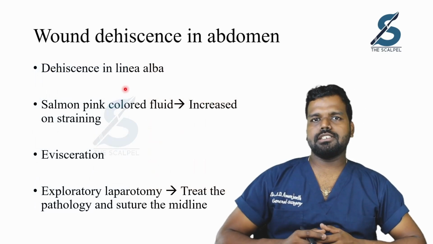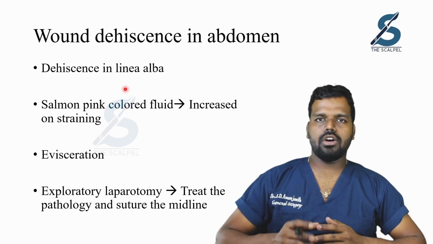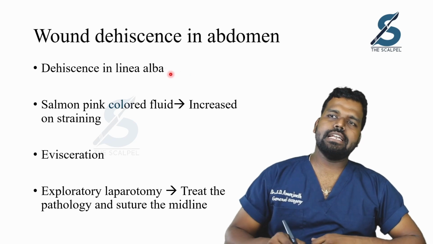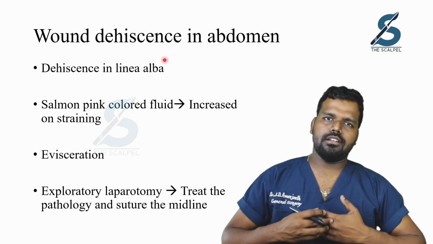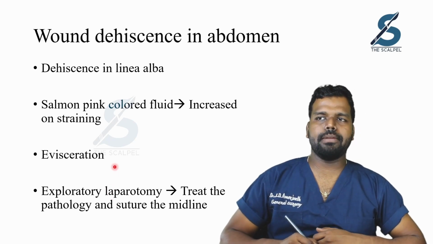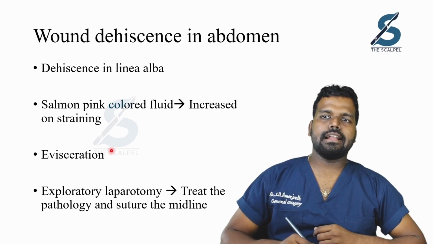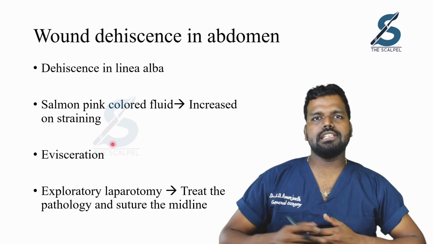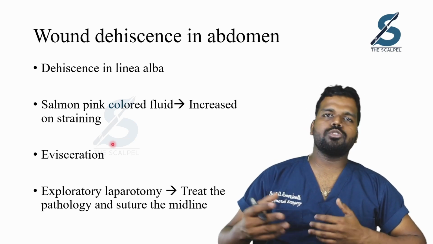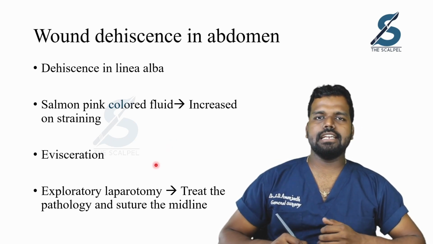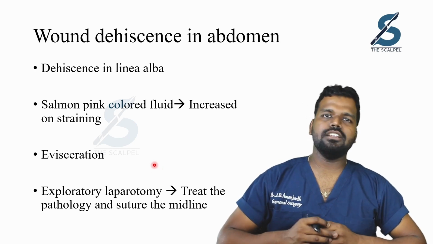This is a special situation which occurs in the abdomen, which is called wound dehiscence or wound failure or burst abdomen. So there is a dehiscence in the linea alba. The patient complains of profuse fluid seeping from the wound, which is salmon pink colored, and it increases on coughing or straining. And there can even be evisceration. Evisceration means a part of the bowel or omentum is projecting through the wound. And in this case, it usually warrants an exploratory laparotomy, fix the pathology underneath, and then suture the linea alba.